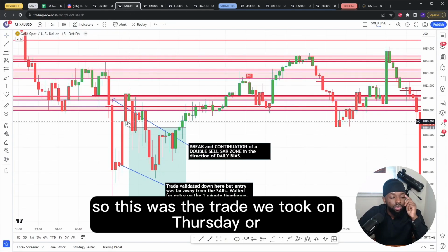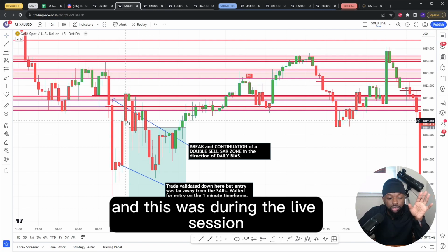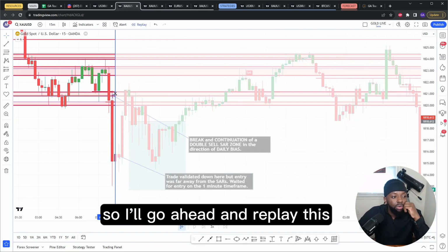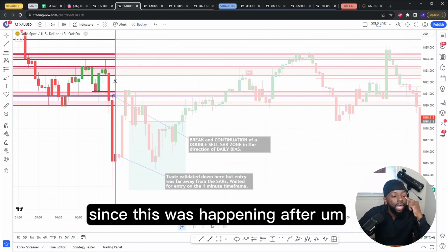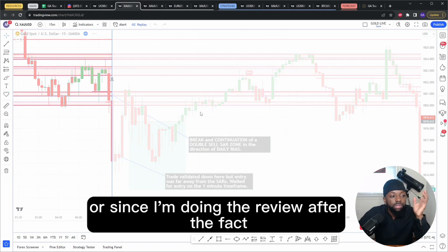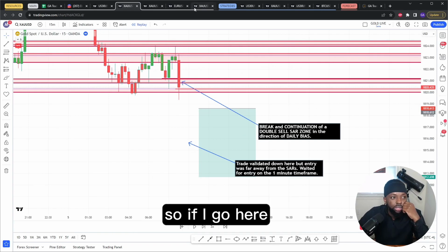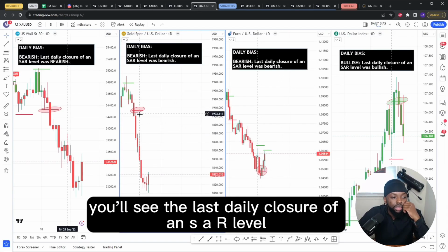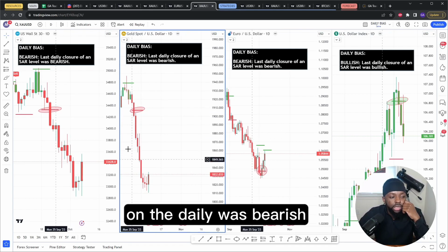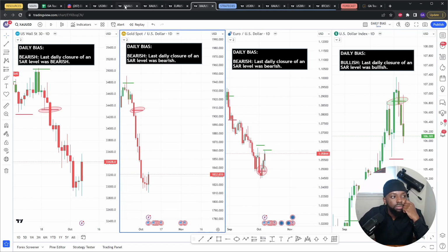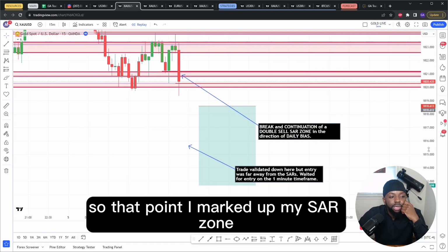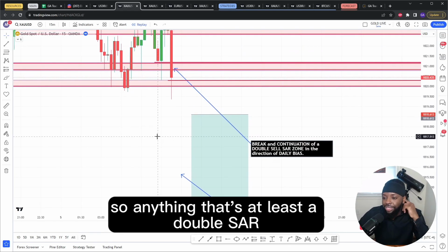So this was the trade we took on Thursday, and this was during the live session. I'll go ahead and replay this since I'm doing the review after the fact. So my bias on gold was bearish. If I go here, you'll see the last daily closure of an SAR level on the daily was bearish. So at that point, I marked up my SAR zone, so anything that's at least a double SAR.